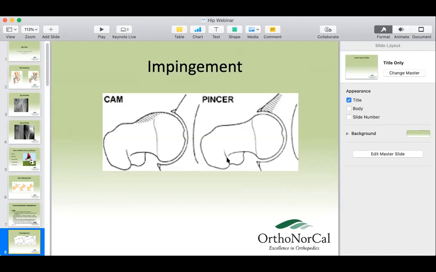In the pincer deformity, the extra bone is actually on the side of the pelvis at the edge of the acetabulum, where there's an overgrowth of bone, and that actually impinges or pinches up against the neck of the femur. In both cases, you do see tearing of the labrum as you go through a range of motion or repetitive range of motion. You can actually get peeling of the labrum away from the bone, which eventually causes significant pain, specifically in those positions, but can cause chronic constant pain as well.